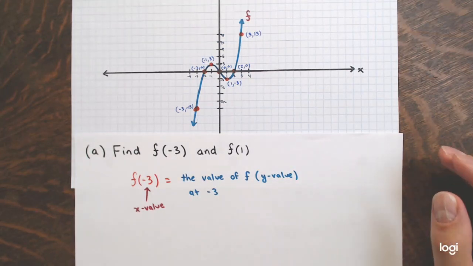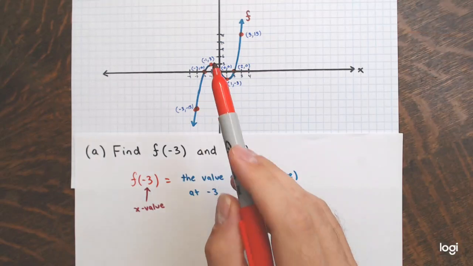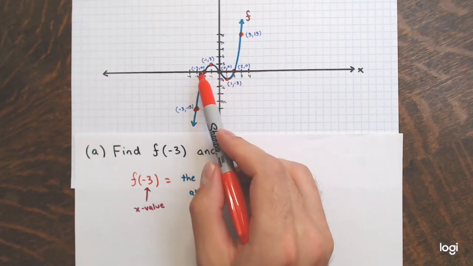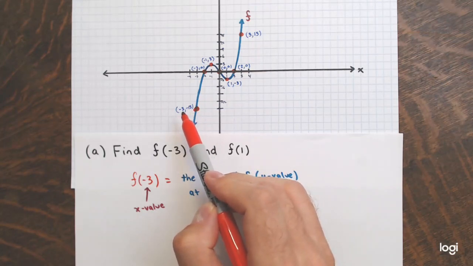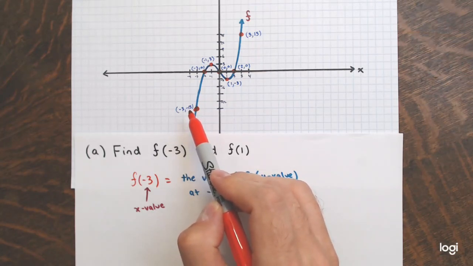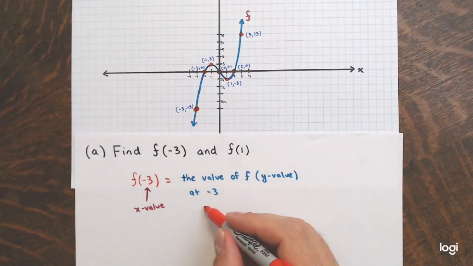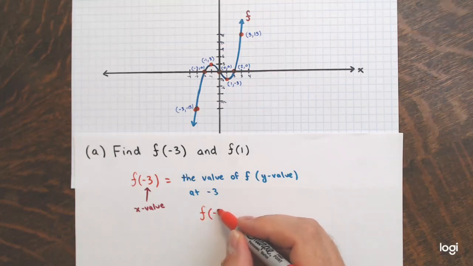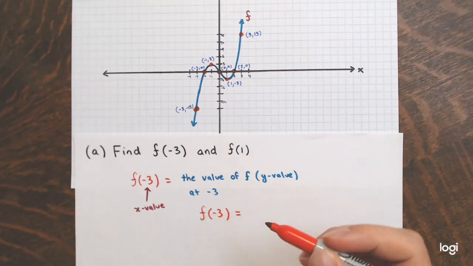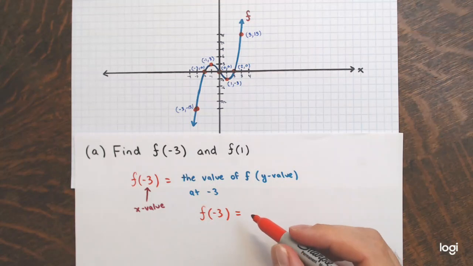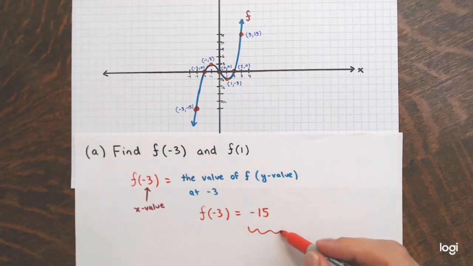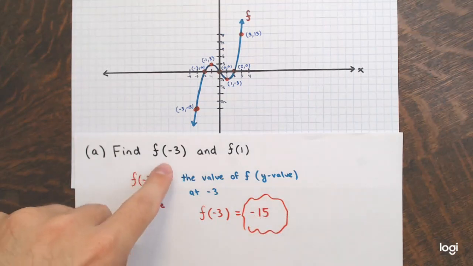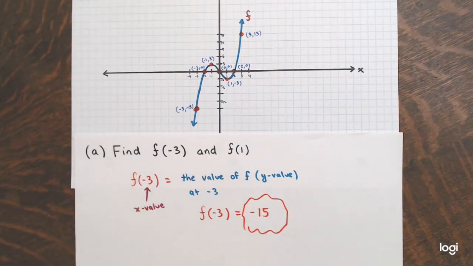Okay, so look at my picture. When x is -3, so I go to -3 on the x-axis, what's y for a point on this graph? That's this point down here. When x is -3, f at -3 is the output. This is -15. So from the picture, I'm seeing that the value of f at -3, or the y value when the x value is -3, is -15. All right, so there's one part of the answer.